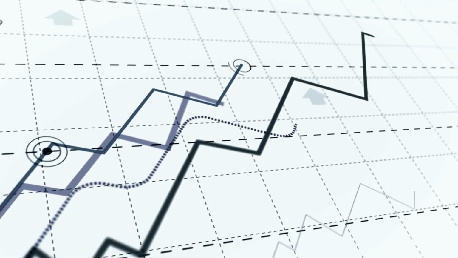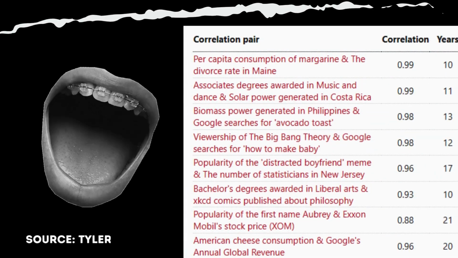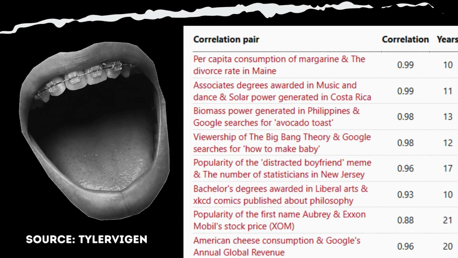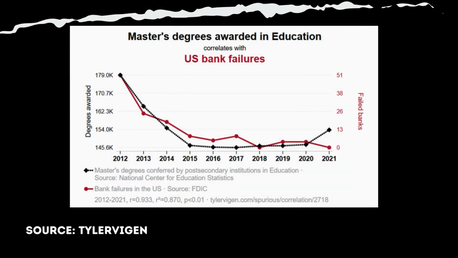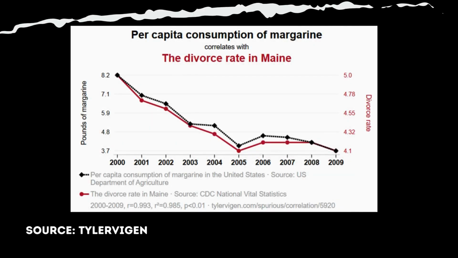In reality, many things happen simultaneously, making it possible to argue that almost any correlation implies causation. For instance, there's a correlation between U.S. bank failures and master's degrees awarded in education.